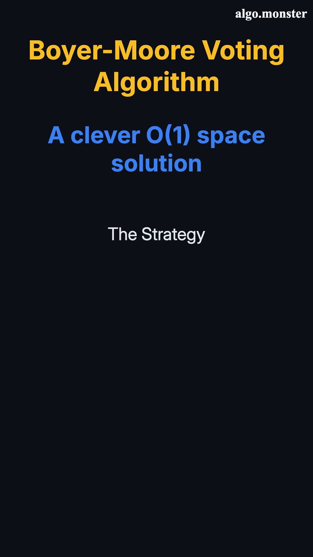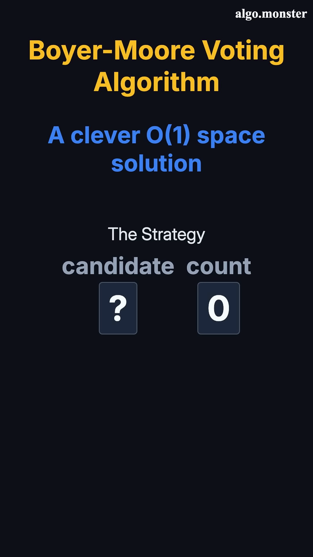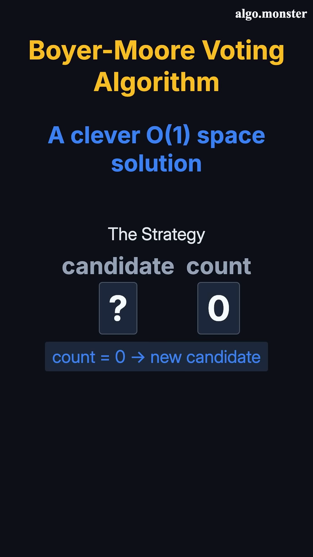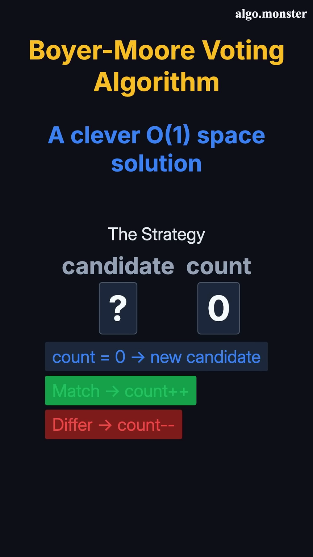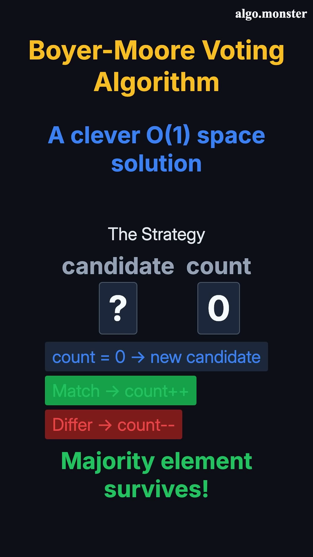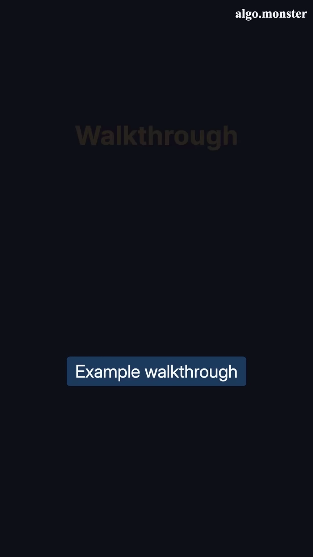Here's the strategy. Keep track of a candidate and a count. When the count hits 0, pick the current number as the new candidate. If the current number matches the candidate, increment. If it differs, decrement. The majority element will survive this process. Let me walk through an example.